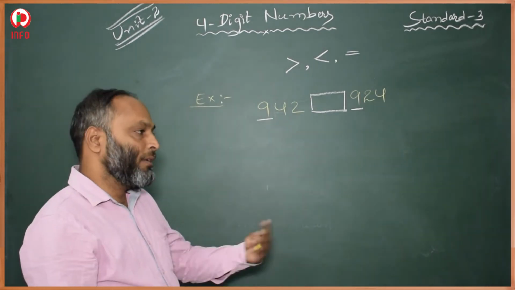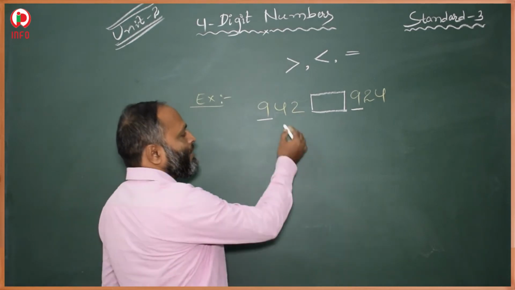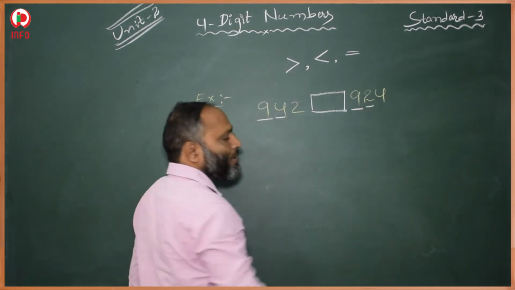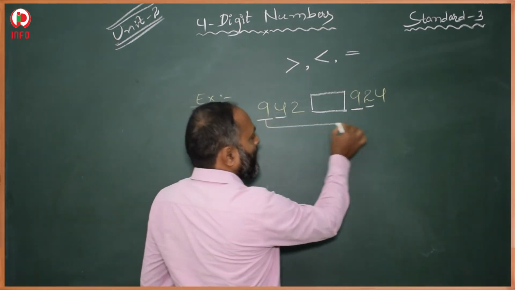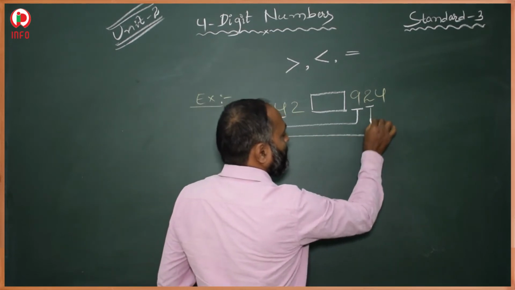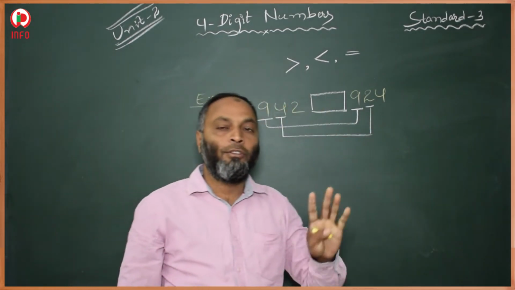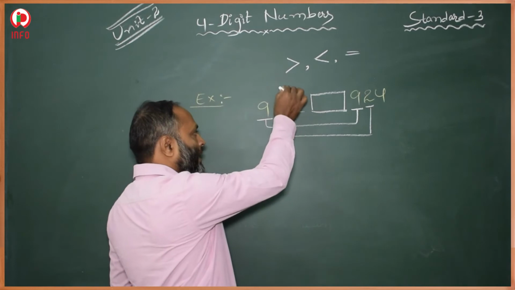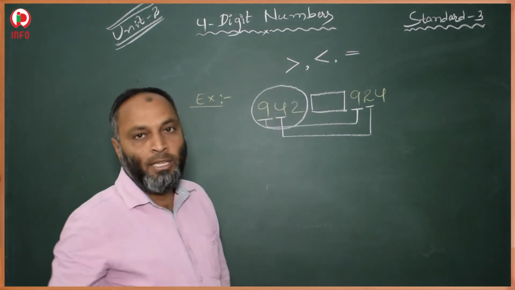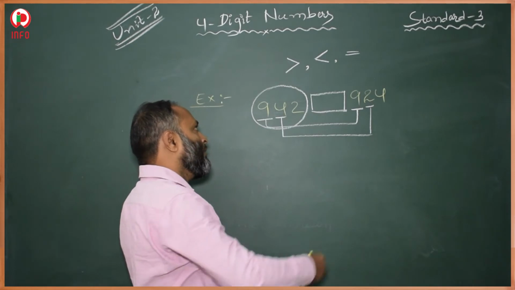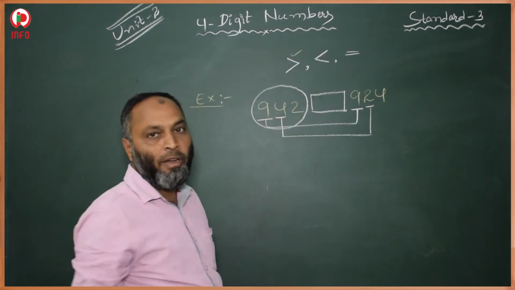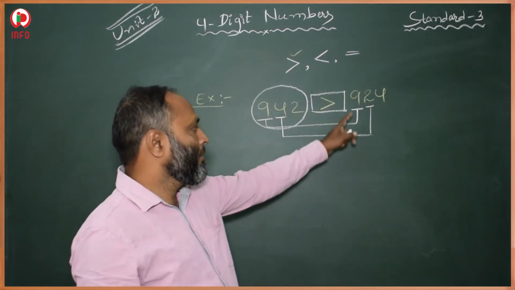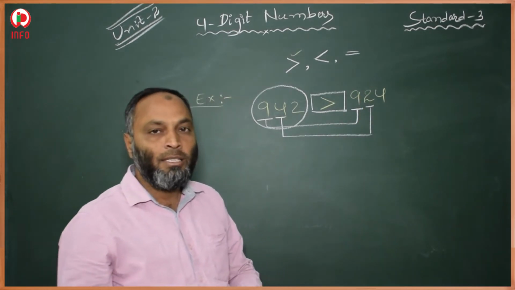Both are the same. If both are the same, then we go for the second digit. What is the second digit here? That is 4. What is the second digit here? 2. Then we compare 4 and 2. Which one is bigger? 4 is the larger number. So it means this is the larger number, and we have to use this symbol. 942 is greater than 924. Like this we have to compare.